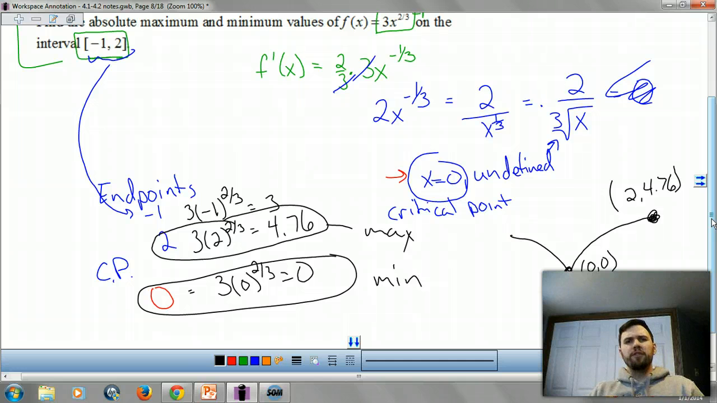You see why we don't have a derivative, or it doesn't exist at 0,0? It's because we have a cusp, right? And at a cusp, there is no derivative. Makes sense?